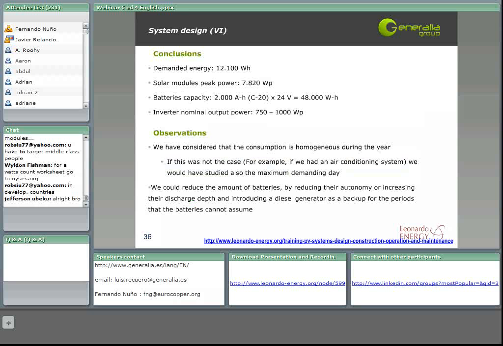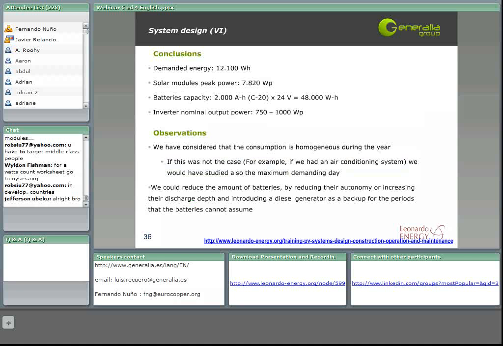So, in conclusion, we have to know that for a demand of energy of 12,100 watt hours, we could use 7,820 watt peaks of installed solar power, with a battery capacity of 48,000 watt hours and an inverter nominal output power of about 750 watt peak.